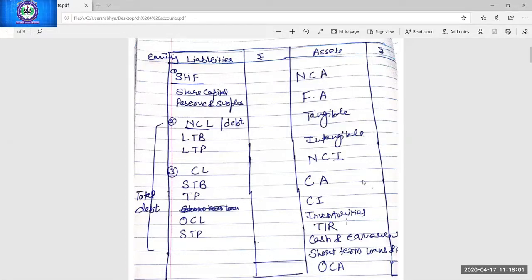Then the second major head, current asset. In current assets, we will include all the current assets which we have earlier studied in chapter 1. Which current assets? Current investments, inventories, trade receivables, cash and cash equivalents, short-term loans and advances, and other current assets. These are the 6 subheads of current assets. So the total of the balance sheet will remain the same.